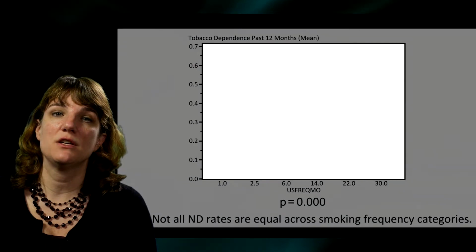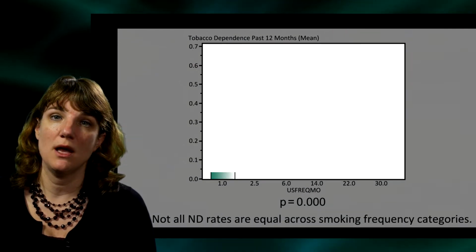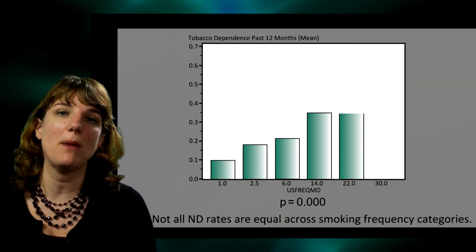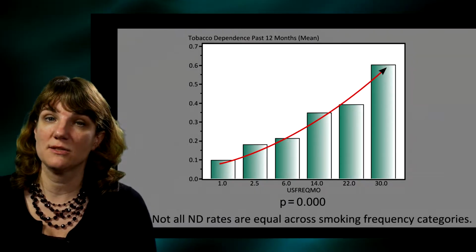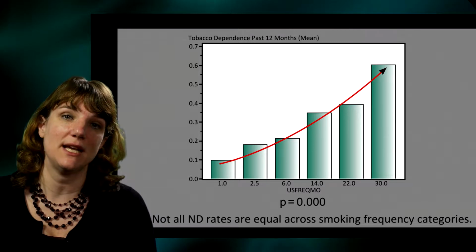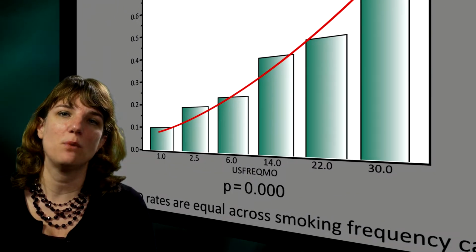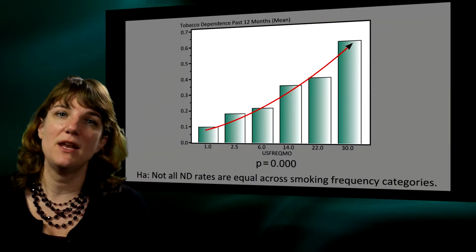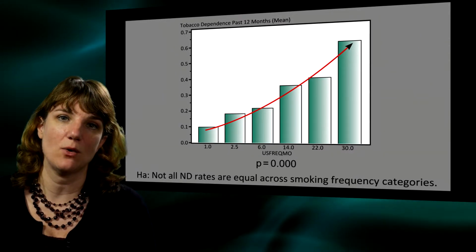If I use code to graph the percent of young adult smokers with nicotine dependence within each smoking frequency category, I could visualize the association and see that there seems to be a positive linear relationship. That is, the more days per month a young adult smokes, the more likely they are to have nicotine dependence. I know from looking at the significant p-value of 0.000 that I will accept the alternate hypothesis that not all nicotine dependence rates are equal across smoking frequency categories.